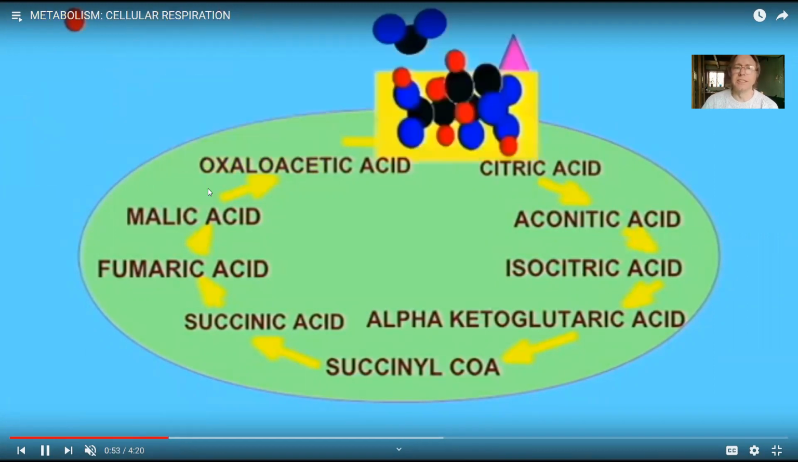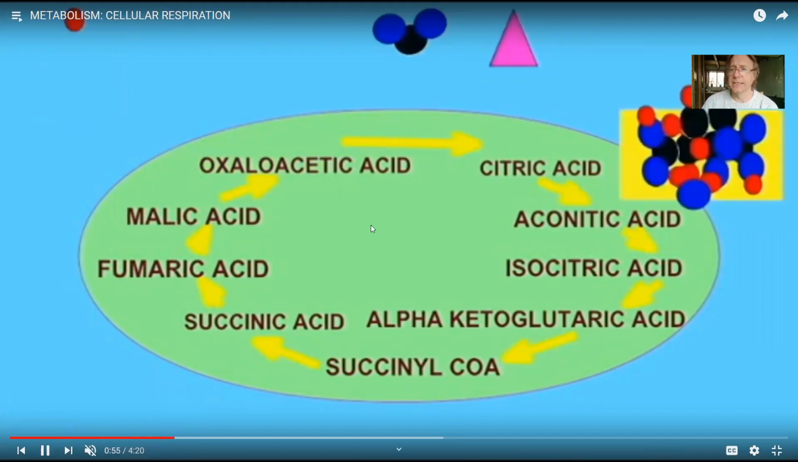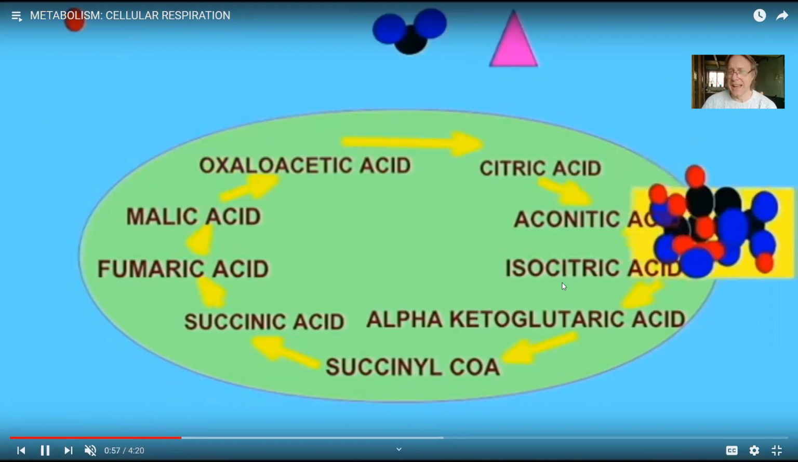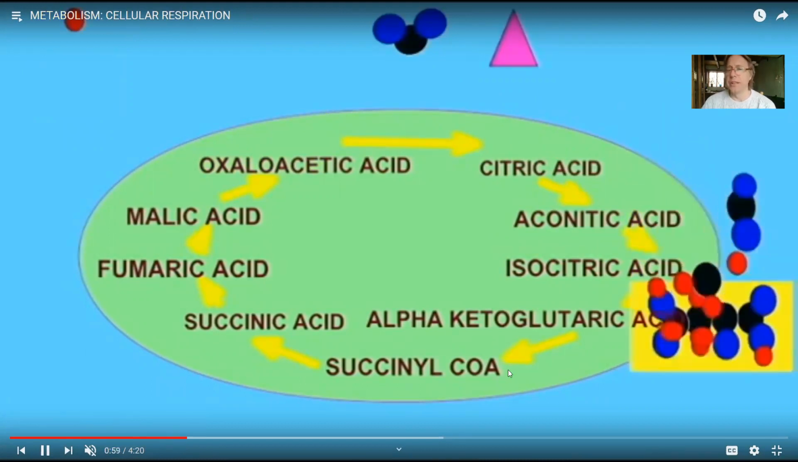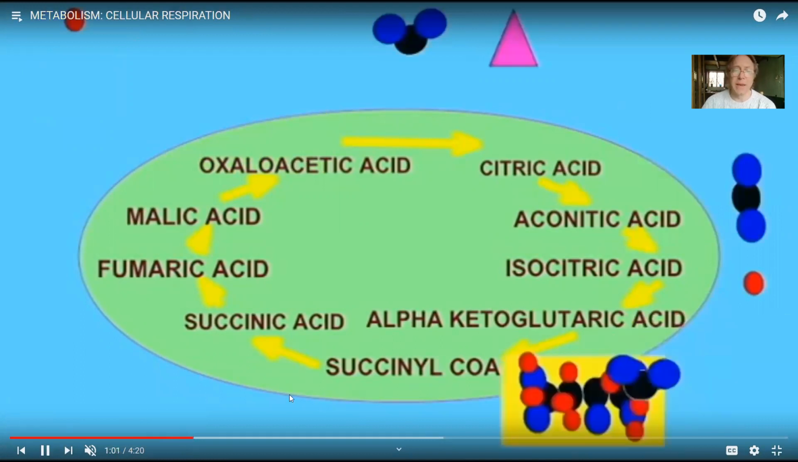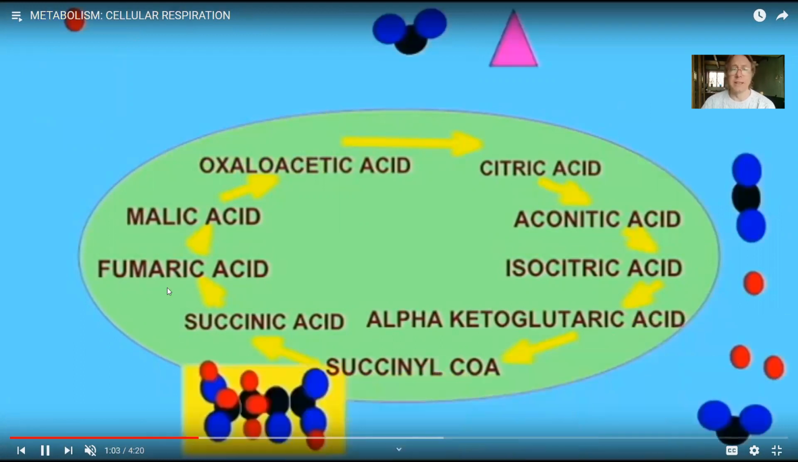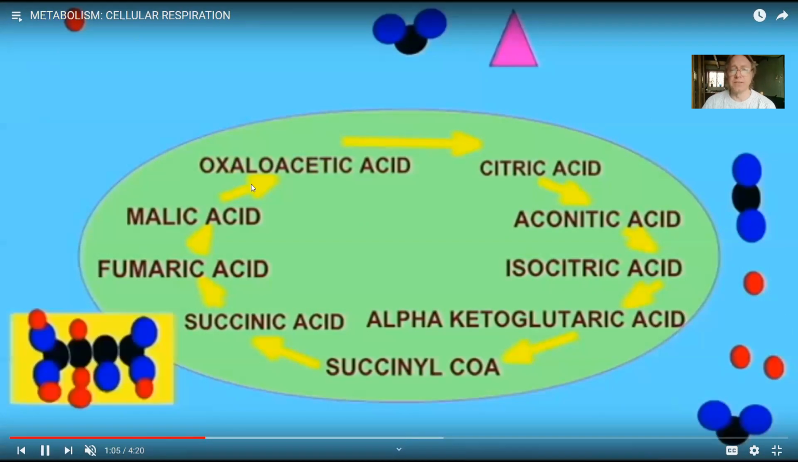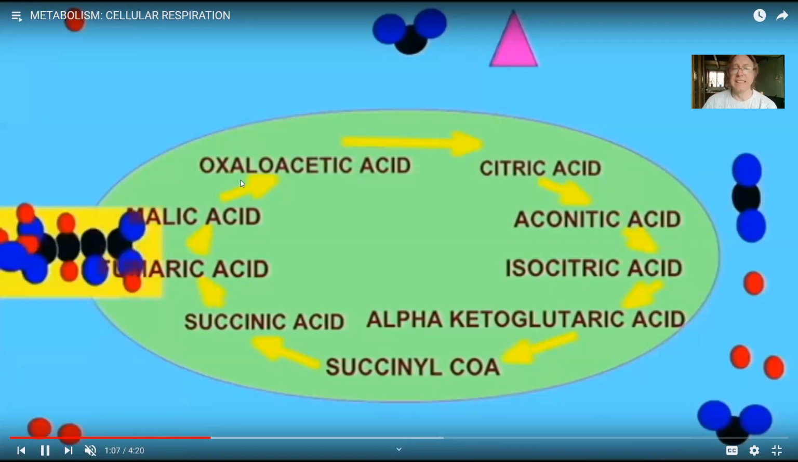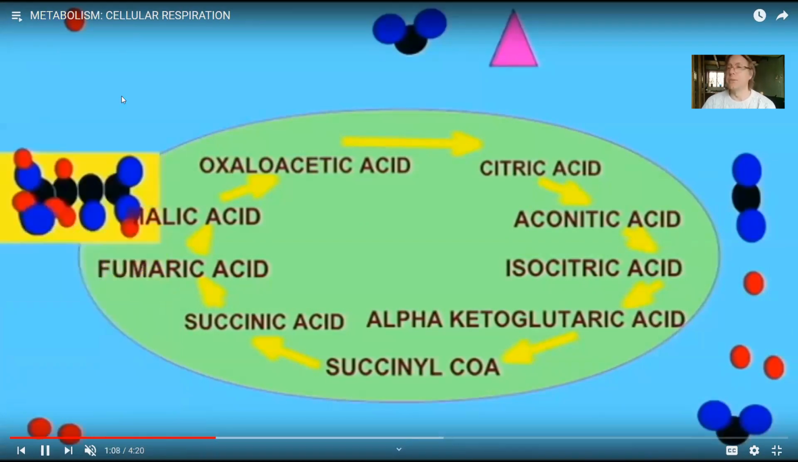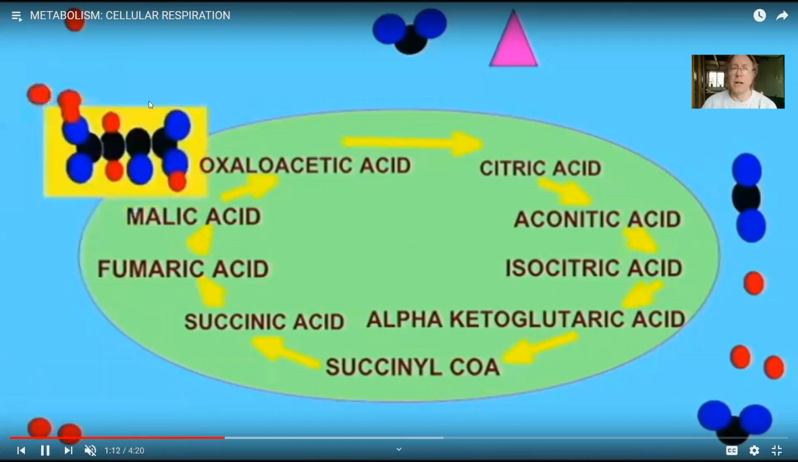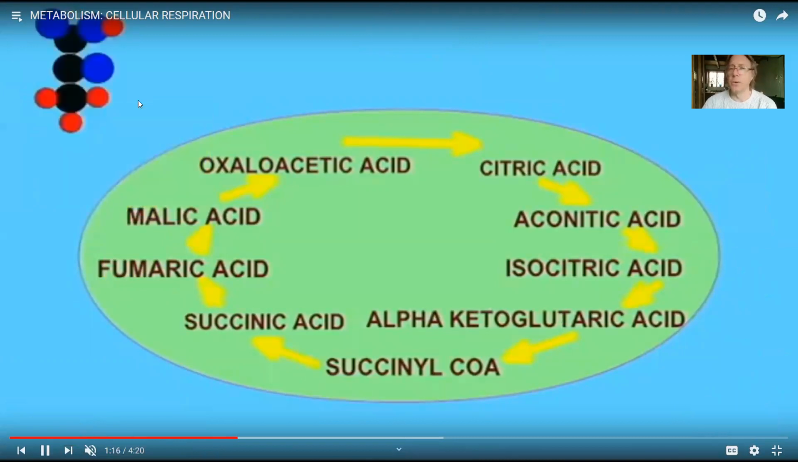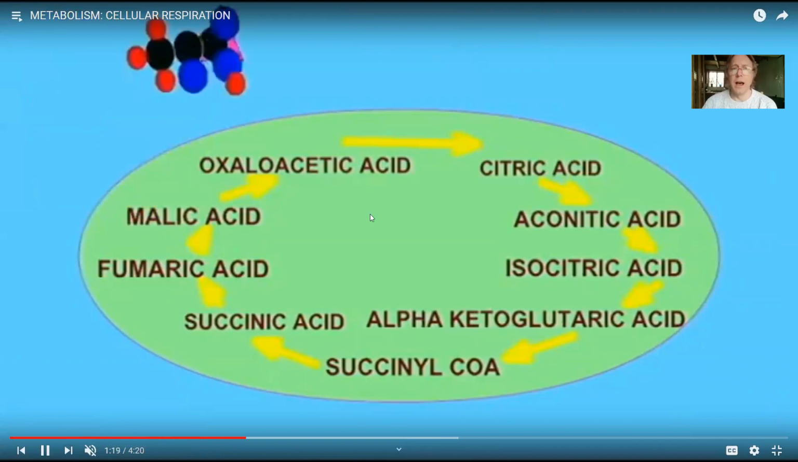It gets added to a starter molecule, oxaloacetic acid, which becomes citric acid, aconitic acid, isocitric acid, alpha-ketoglutarate acid, succinyl coenzyme A, succinic acid, fumaric acid, malic acid, which gets then converted back to oxaloacetic acid. And since that's the starter molecule, you can now bring in a second molecule of pyruvate, which becomes a second molecule of acetyl coenzyme A. And then you can go through this process again.